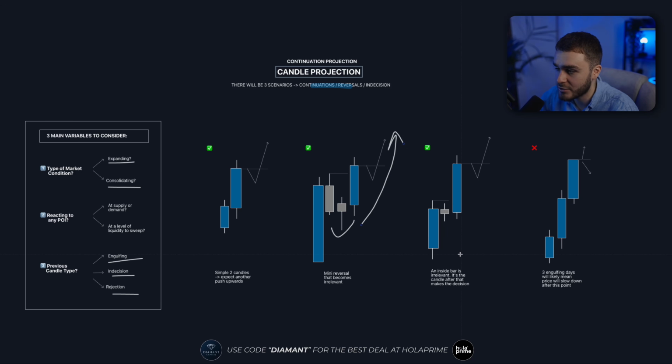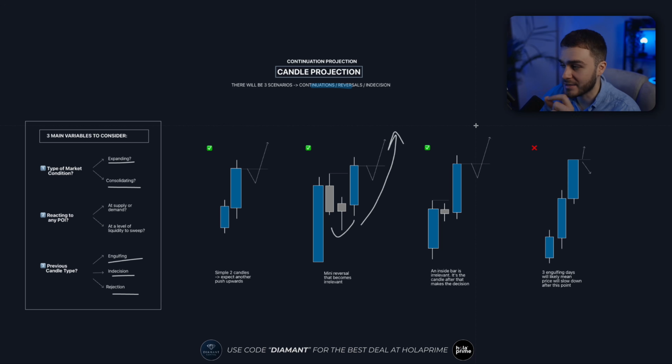The next one is going to be where we actually get a pause in price. This little inside bar is actually going to be completely irrelevant. Essentially, what we want to see is price then engulf afterwards. So it's kind of like this actually becomes negligible and price is just continuing up. That's when we expect price to push upwards.